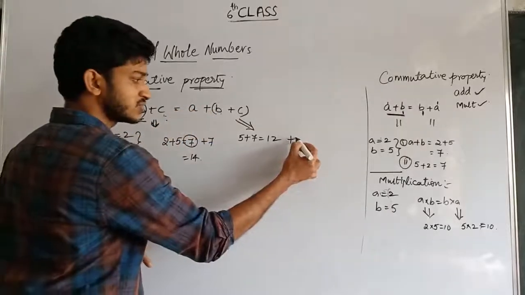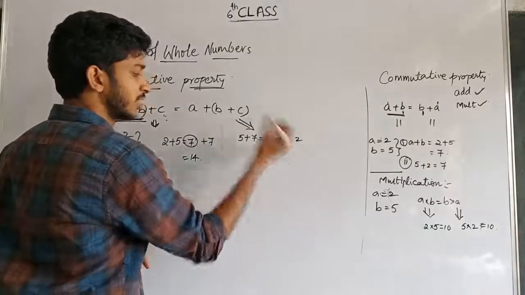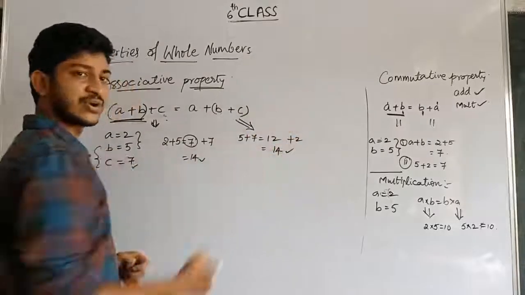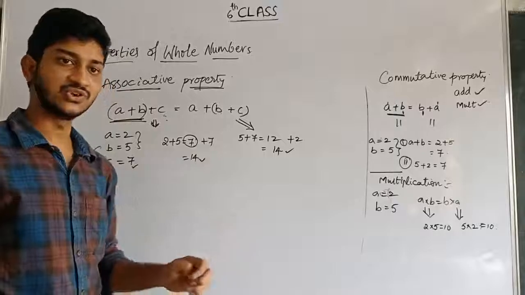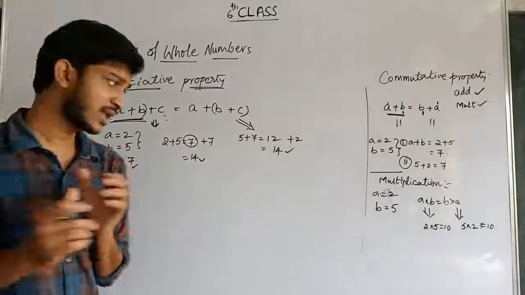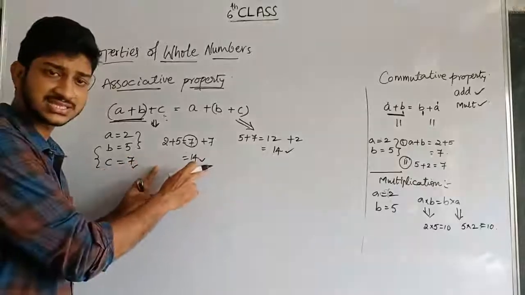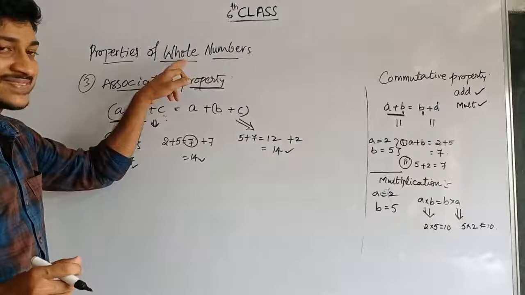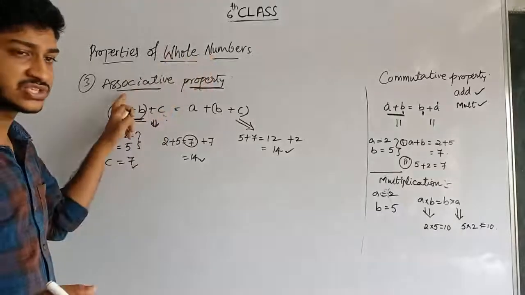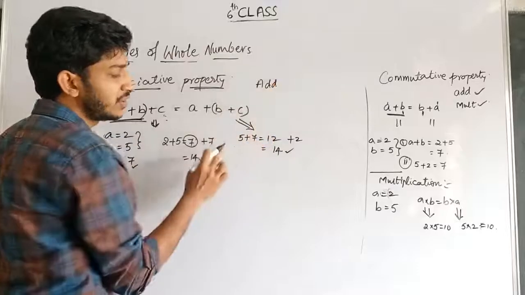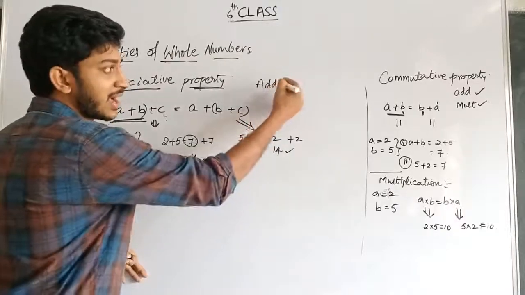So 12 plus 2 is equal to 14. So I got the same answers in case 1 and case 2. So if you take any two whole numbers and solve both cases, we get the same answer. That's why whole numbers satisfy the associative property under addition. Here we did addition.